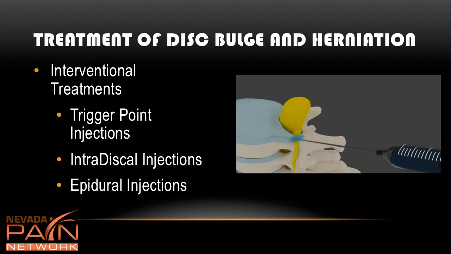Interventional treatments that are available for disc bulges and herniations that are symptomatic include trigger point injections, which can be very helpful for the aching and spasms. Intradiscal injections of steroid medication are effective, but they're not extremely popular. There have been some studies showing they can provide a few months of pain relief, but they're not done too often.